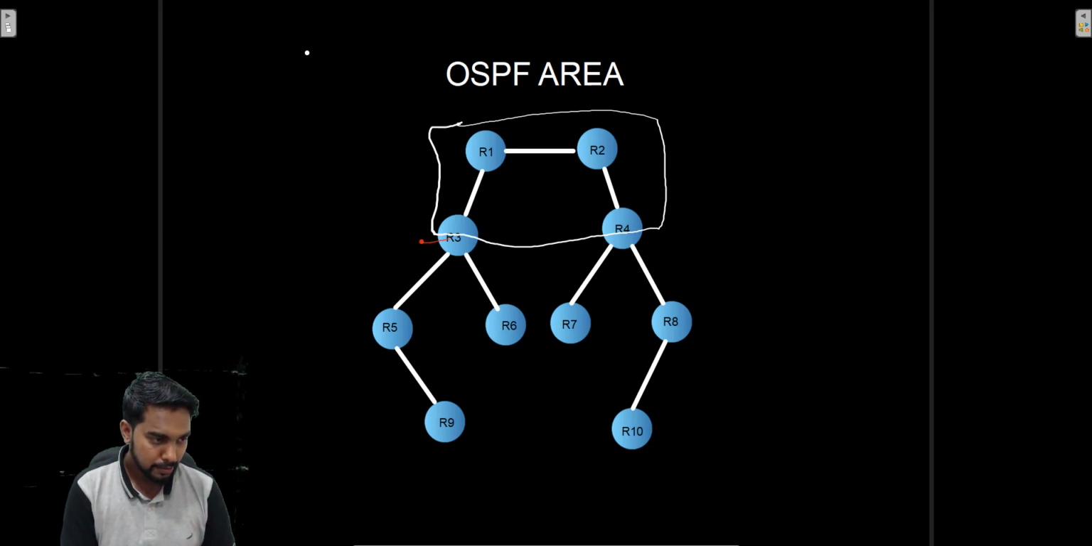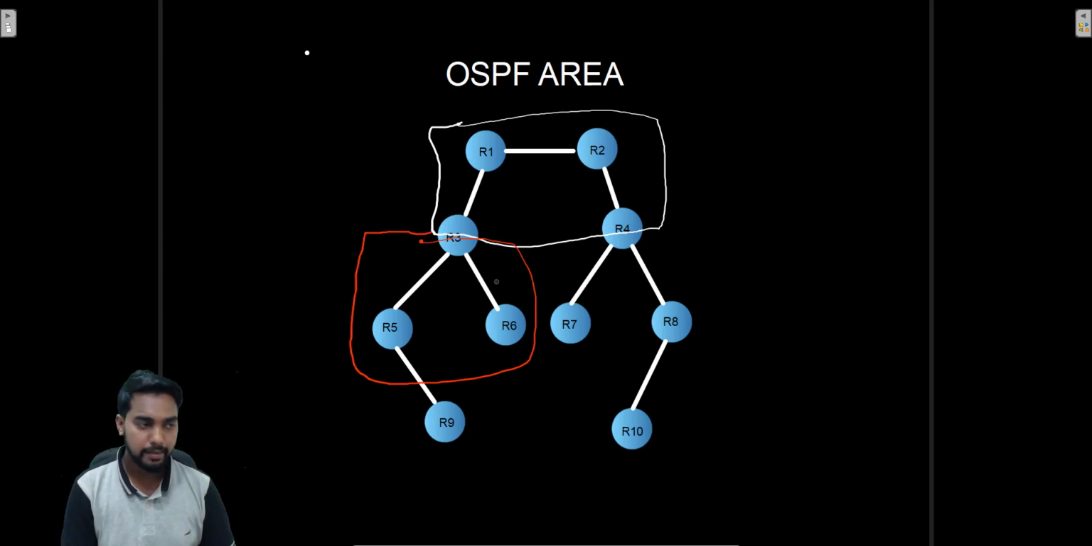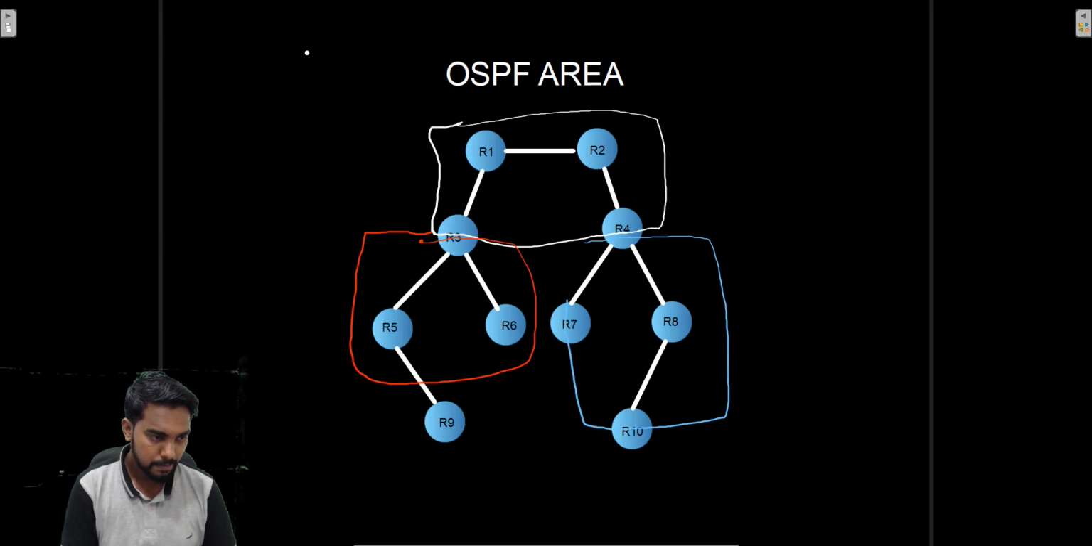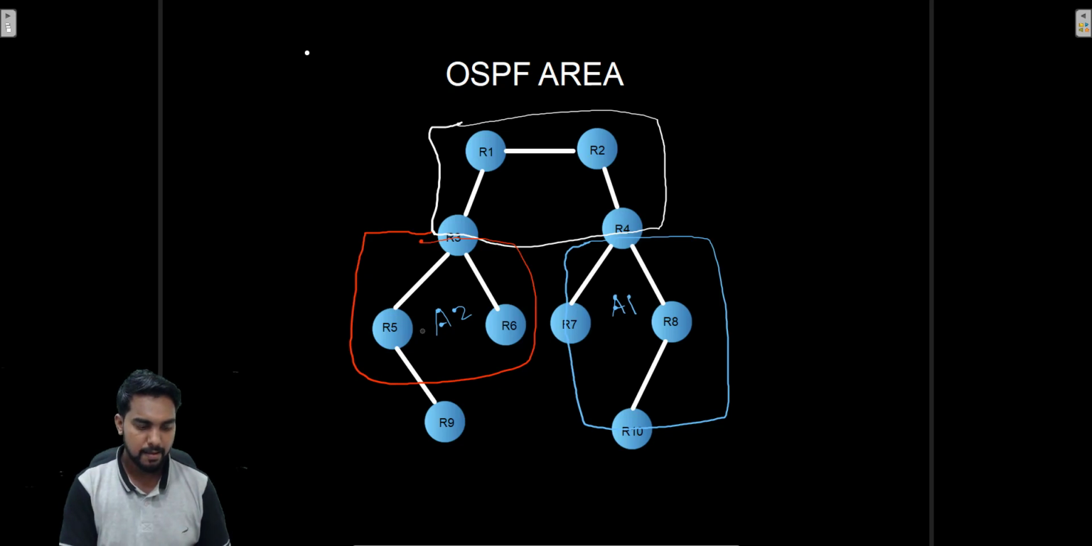Let's say that this specific portion from here to here belongs to another area, and this portion of the network belongs to another area. Let's name these. Let's say that this is area number 1. Let's say that this is area number 2. And let's say that this one is area number 0.